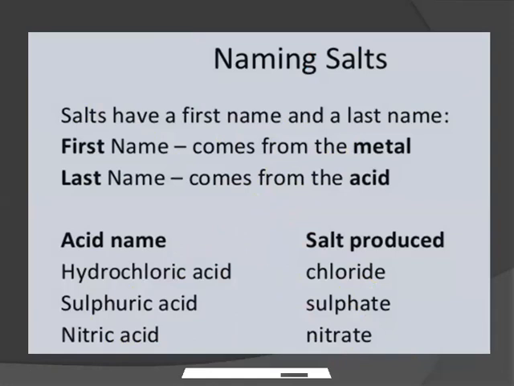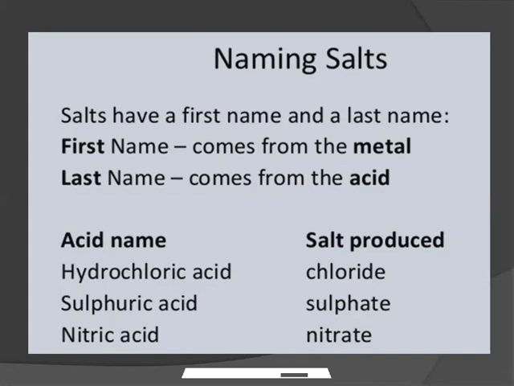Salts have a first name and a last name. First name comes from the metal of the base. Last name comes from the acid involved in the neutralization reaction. So, if the acid is hydrochloric acid, in the neutralization reaction, the salt formed will be chloride. If the acid is sulfuric acid, the salt formed will be sulfate. If the acid involved is nitric acid, the salt produced will be nitrate.